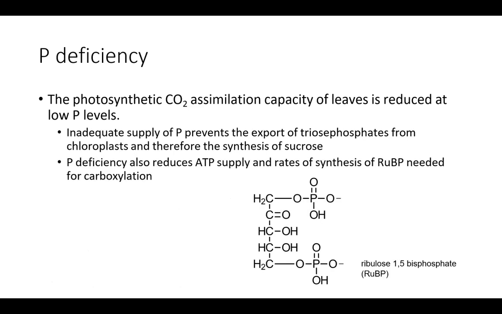Phosphorus deficiency also reduces ATP supply and rates of synthesis of ribulose bisphosphate, which is needed for carboxylation. Remember, ribulose bisphosphate has two phosphoruses on it, so a limitation of that will make it difficult for proper metabolism. Phosphorus is an extremely important part of plant nutrition, and it is extremely important to have proper amounts of it available to the plant.